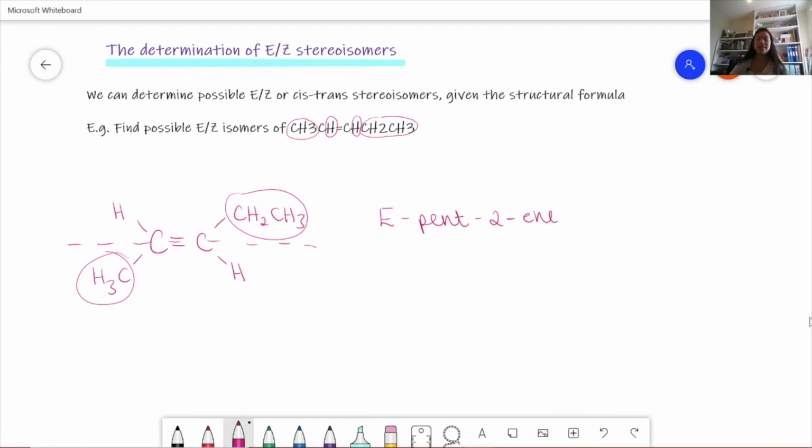And we can also get Z-pent-2-ene, because if we draw it with the 2 substituent groups on the same side, so we have an ethyl group here and a methyl group here, and the 2 hydrogens at the bottom. If we divide this double bond now horizontally, these 2 substituent groups will be on the same side, and so we call this Z-pent-2-ene.